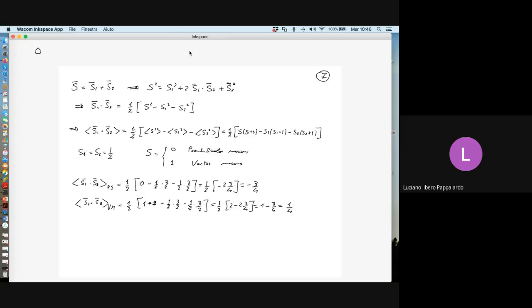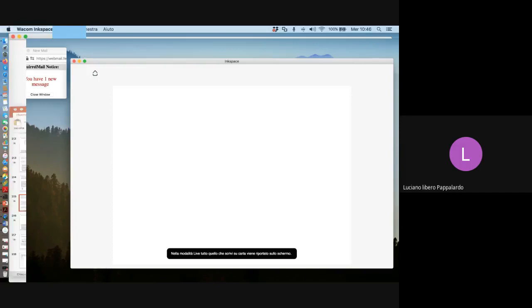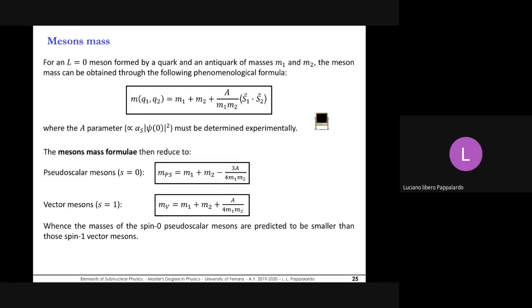So let's now substitute this into our phenomenological formula. And this is what we obtain. So for the case of pseudoscalar mesons, we substitute our minus 3/4 result, and this is the formula to use to calculate the mass of the pseudoscalar mesons. And for the vector mesons, this is the formula with the plus 1/4 here. Okay, so the masses of the spin 0 pseudoscalar mesons are predicted to be smaller than those for the spin 1 mesons because we have a different correction term with an opposite sign here. So you are summing here something, you are subtracting here something, and this is the reason why the masses of the pseudoscalar mesons are smaller than those of the vector mesons. This only applies again to low-lying mesons, so L equals 0 mesons, where the chromomagnetic interaction effect is substantial.